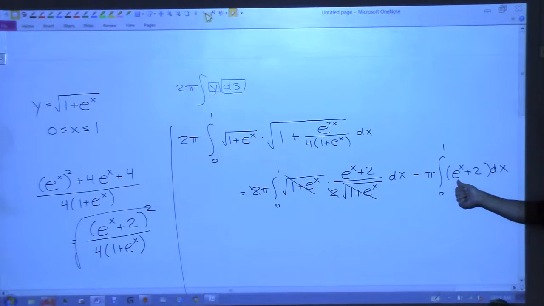Antiderivative of that's just itself. Antiderivative of that's 2x. Just plug in 1, plug in 0, we're done. Dot, dot, dot. Okay? All right. Let's do another one.